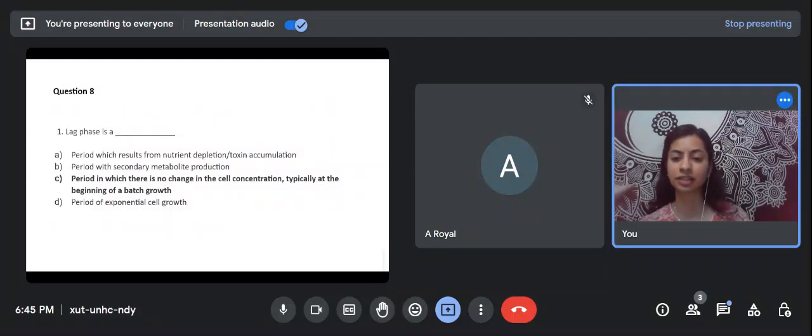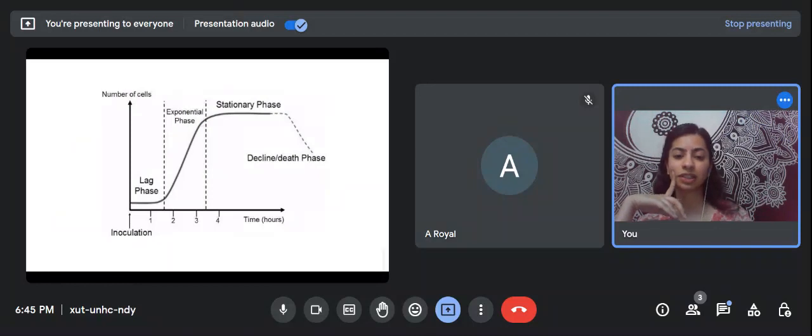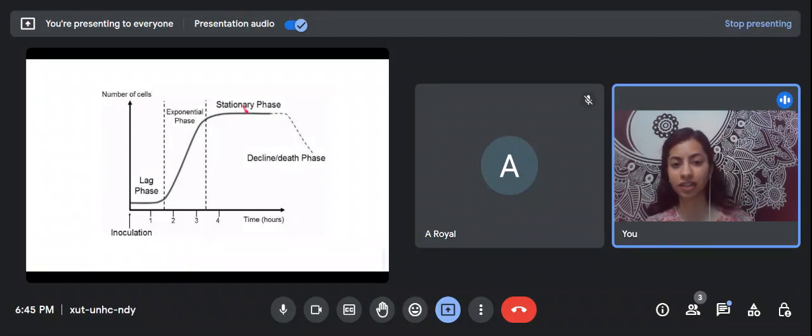So this is question number 8. The answer is that a lag phase is a period in which there is no change in the cell concentration, and it is typically at the beginning of the batch growth. Since lag phase and stationary phase are both parallel to the x-axis, do you think they're the same?